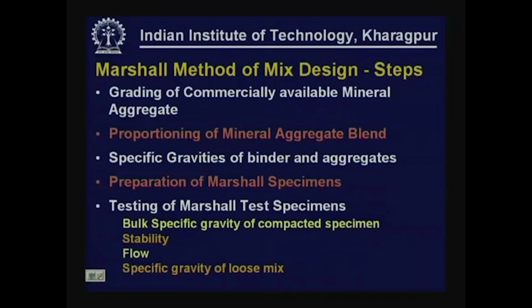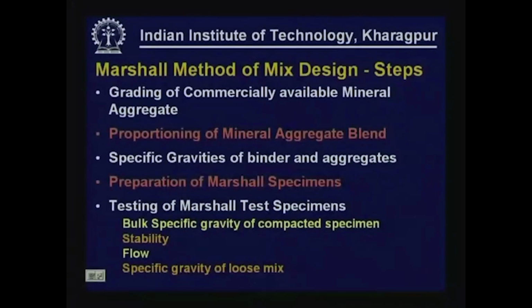Then we have to find out the specific gravities of the binder and the aggregates. The specific gravity of binder can be determined using a pyknometer method. The specific gravity of aggregates have to be determined for their bulk specific gravities and also for the apparent specific gravity, though normally apparent specific gravity is not used in mix design. Then we have to prepare Marshall specimens, because we are talking about Marshall method of mix design.